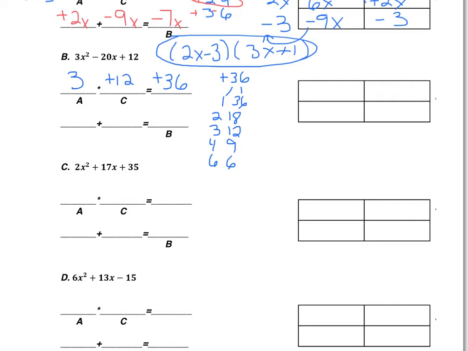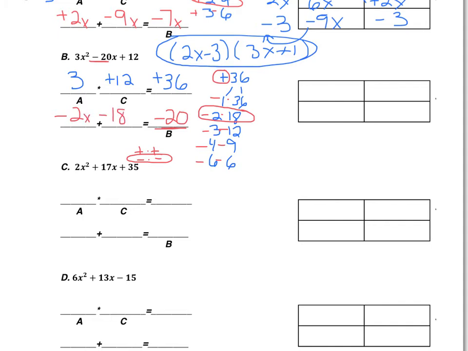And then we're going to look at our signs. AC is a positive, so we know that two things could happen. We can have a positive times a positive, or a negative times a negative. And in step 4 it says that the b value, which is negative 20, since it's negative, they both have to be negative. So these are all negative numbers. So looking at those values, which two combine to make our b, which is negative 20? We're going to look at negative 2 and negative 18. Those combine to make a negative 20.